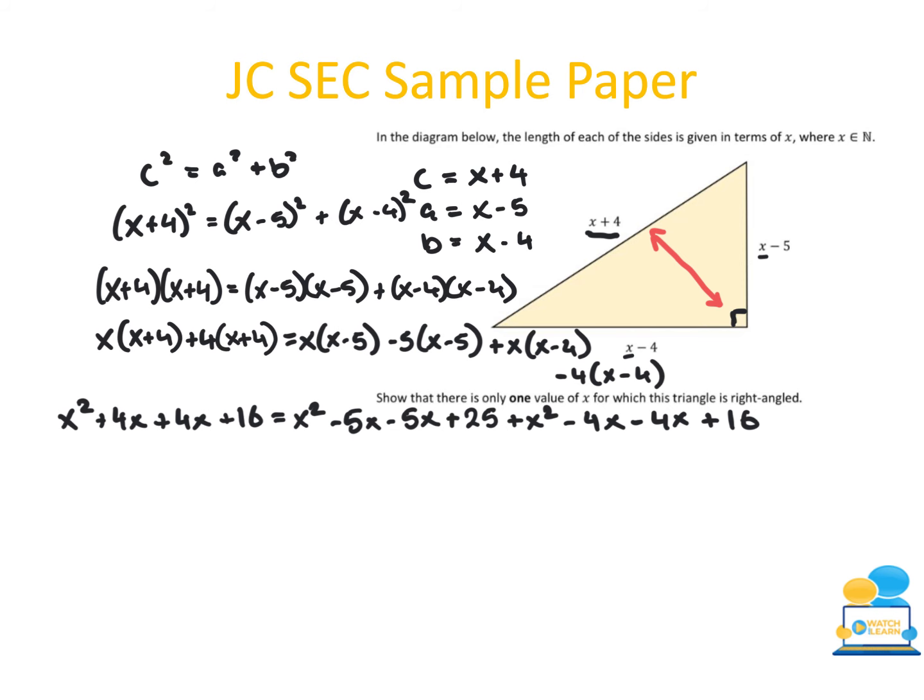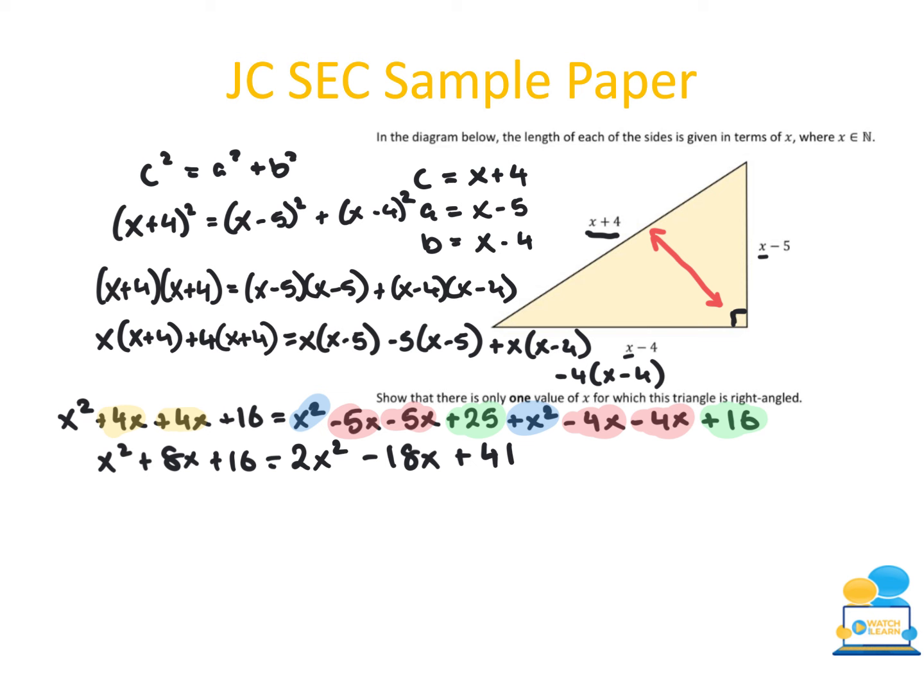I'm now going to tidy up my like terms on the left hand side first. So plus 4x and plus 4x can be tidied up, and that will give me x squared plus 8x plus 16. On my right hand side, my like terms are x squared and x squared, which is going to give me 2x squared. Then I have minus 5x, which gives me minus 10x, minus 4x, which is minus 14x, minus 4x, which is minus 18x. And then finally, I have plus 25 and plus 16, which gives me plus 41.